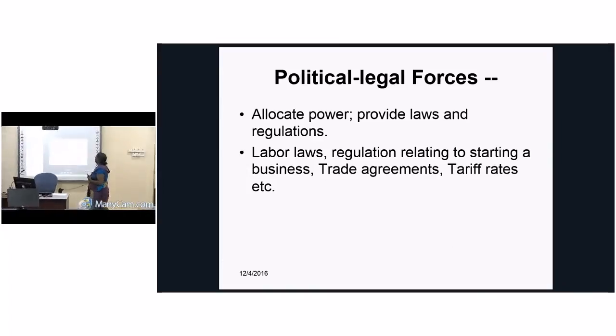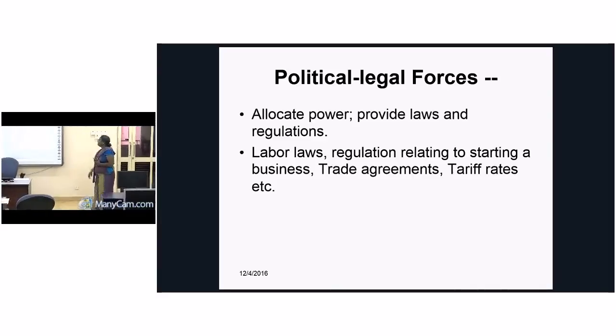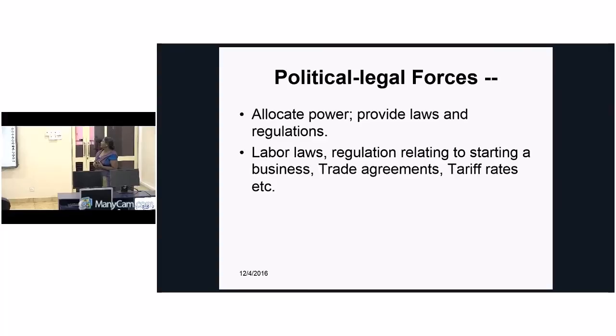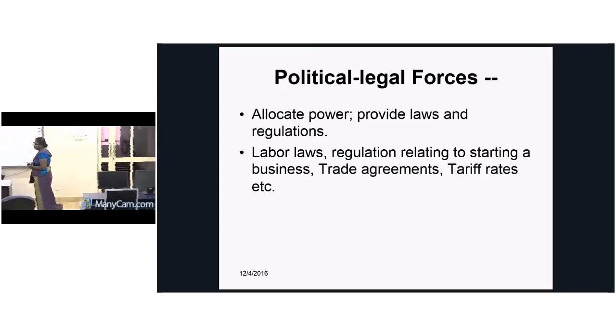Then political and legal forces, another factor under the societal environment. Power relationships are under the political and legal forces. It is a particular type of element happening in the environment. Labor laws, regulations relating to starting a business, trade agreements, tariff rates, etc., are all political and legal forces in the societal environment.